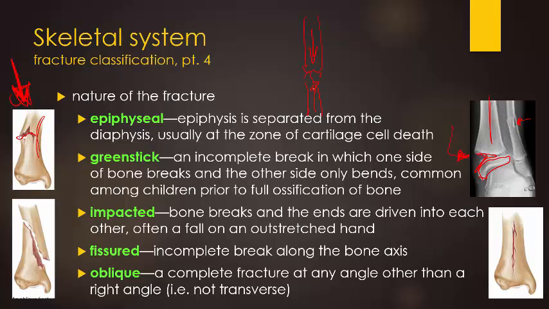A fissured fracture is like that linear fracture, so it's another term for a linear fracture. An oblique fracture is one that occurs at any other angle than the right angle. So here's an oblique fracture, an oblique angle. A transverse fracture would have come right across the bone, but because it's at a very steep angle with the long axis, we talk about it as an oblique fracture.